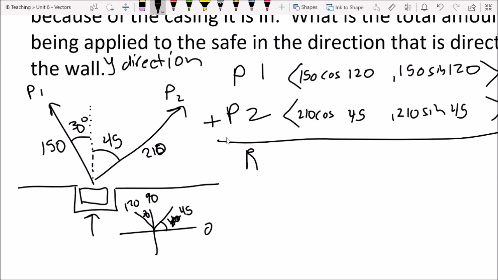I'm going to take a minute, type it in the calculator. So 150 cosine 120 plus 210 cosine 45, and I get 73.5 when I do that. And over here, 150 sine 120 plus 210 sine 45, and here I get 278.4.